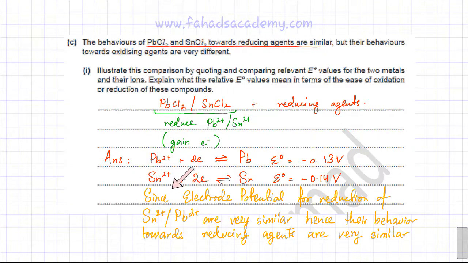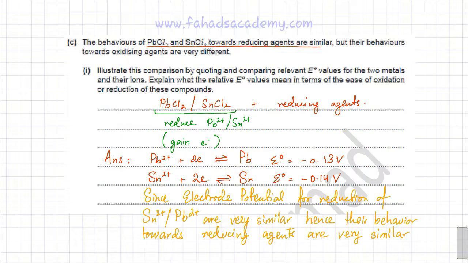To explain this, I've written that since electrode potentials for reduction of Sn2+ or Pb2+ ions are very similar, hence the behavior towards reducing agents is also very similar. Now moving to the next part. So that was the explanation. What we did was illustrate this comparison by quoting and comparing relevant E naught values for the two metals and the ions, and so we've explained why PbCl2 and SnCl2 have similar behavior towards reducing agents.